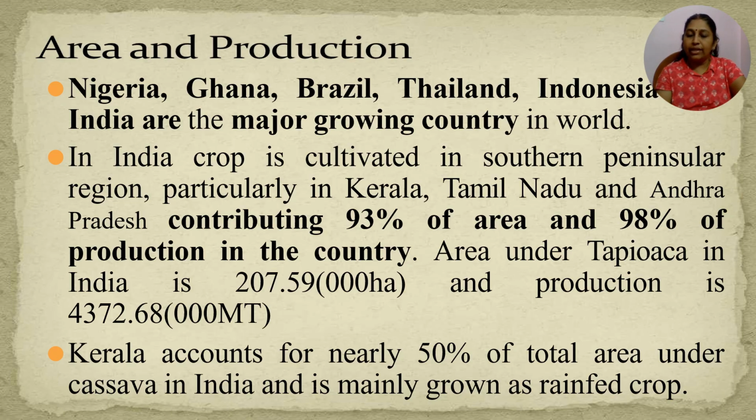Worldwide it is widely grown in Brazil, Ghana, Nigeria, Indonesia and India, the major cassava growing countries. In India, it is cultivated widely in southern states like Kerala, Andhra Pradesh and Tamil Nadu. These three states contribute around 95% of area and 98% of production in the country. Among these three states, Kerala is the predominant state which grows around 50% of the total area under cassava. It is mainly grown as a rain-fed crop.